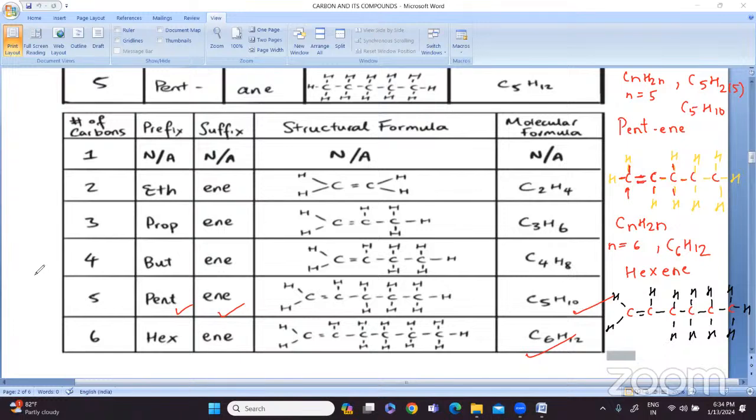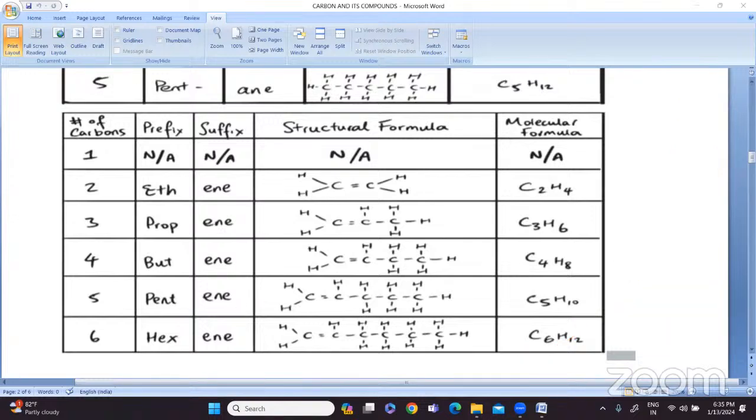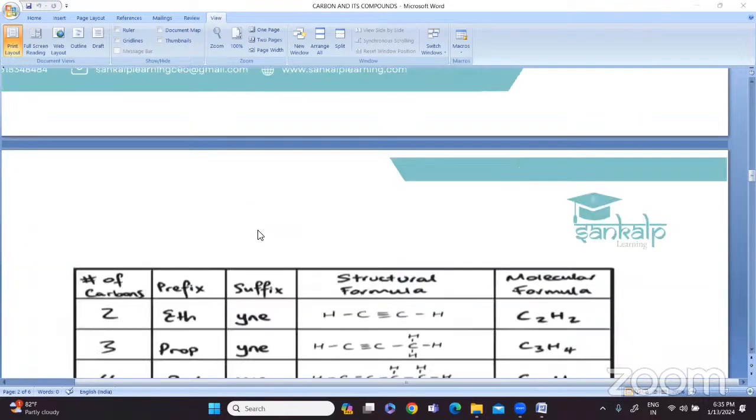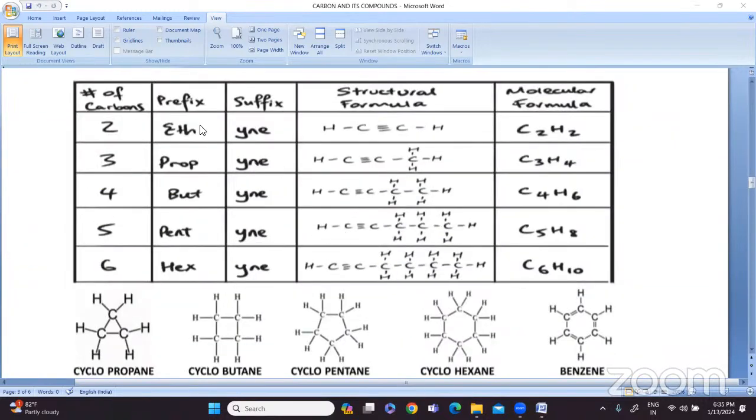So this is a tabular column in which these organic compounds belong to the alkene series. They are the homologous series of alkenes. I hope this is clear. Moving forward, these are the next set of compounds. You can see in this there is a triple bond. When you have a triple bond, these belong to alkynes. The parent, that is the prefix, remains the same.